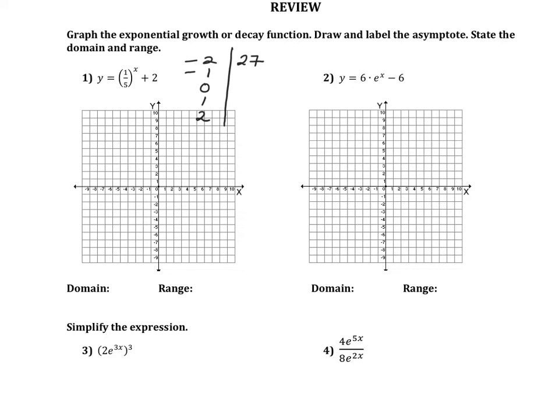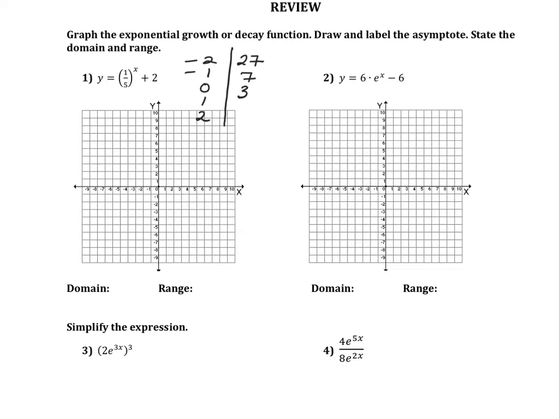So let's plug in a -1. 1/5 to the -1st, enter, plus 2. When I plug in a -1, I get out a 7. That would be something reasonable to graph. When I plug in a 0, 1/5 to the 0 power would be 1. Add a 2, you're going to get out a 3.